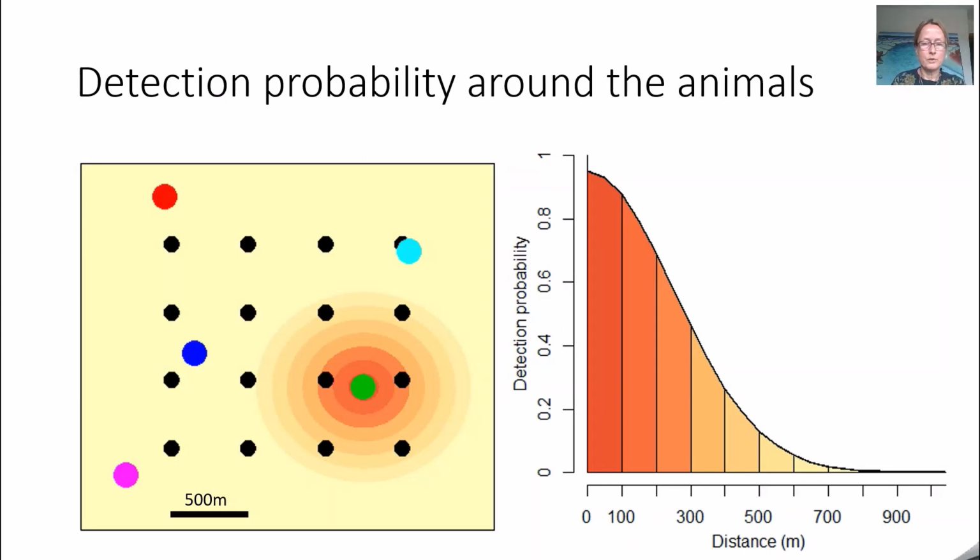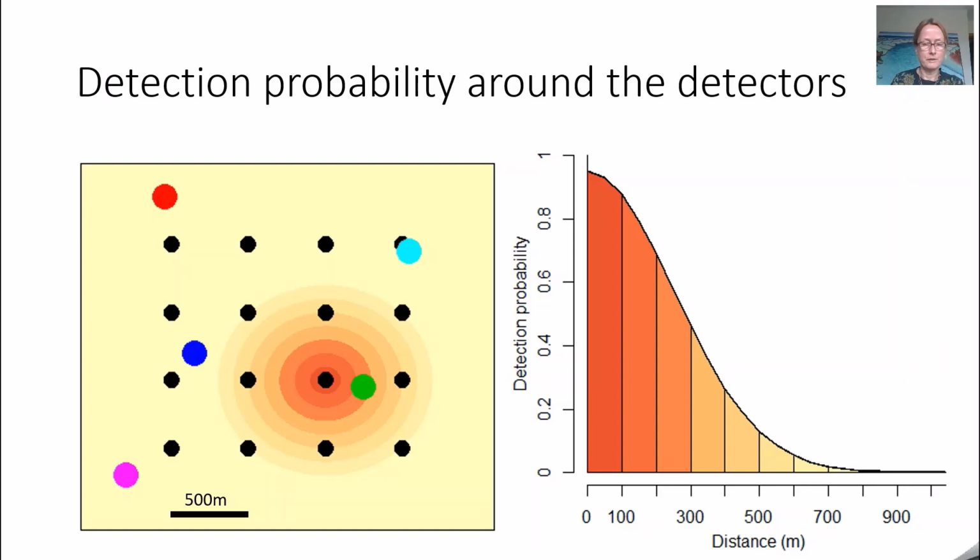So up to this point, we've looked at detection probability around the animals. What is the probability of an animal to be heard at a given distance from it, to be detected? We'll now look at the same problem from the perspective of the detectors. What is the detection probability within the same concentric distance rings around the detectors?